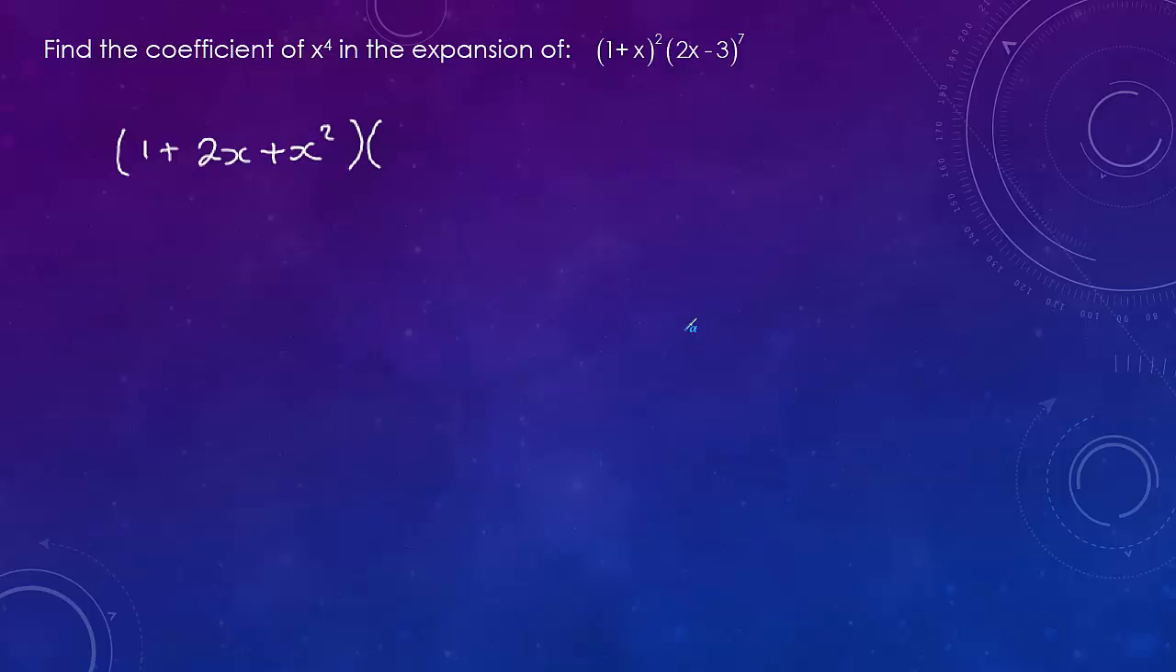Now let's think about the 2x minus 3 to the power 7. Now we're not going to need all of this. We're only going to need to go up to x to the 4. So it's no good starting with the 2x to the power 7. So we don't need what's at the start of this.